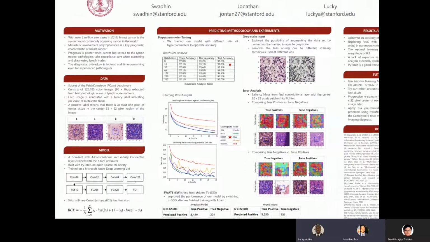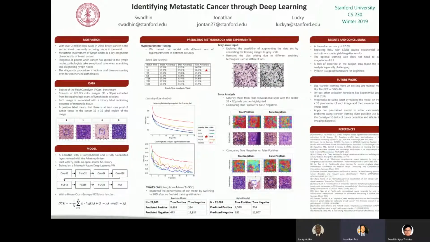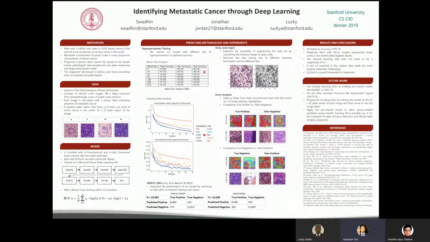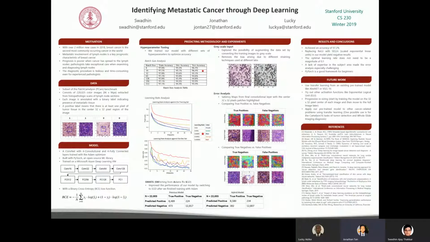Then after we got the best hyperparameters, we found this paper that told us that switching from Adam to standard gradient descent would provide better generalization. We tested that out and we found that it was true. So after we moved to train with SGD after Adam, we actually hit our top accuracy of 97.2%.